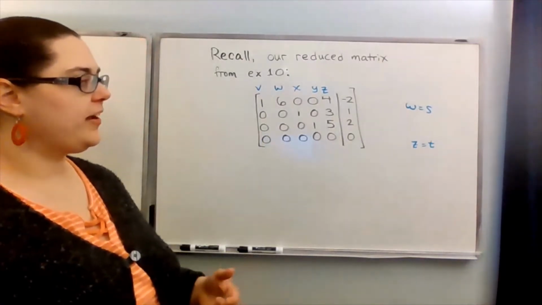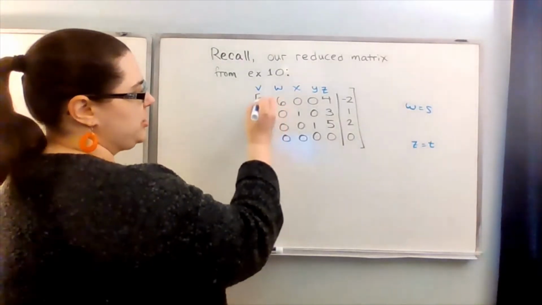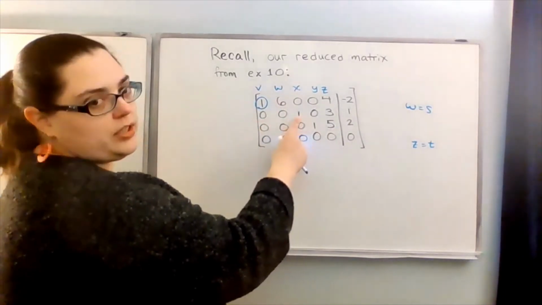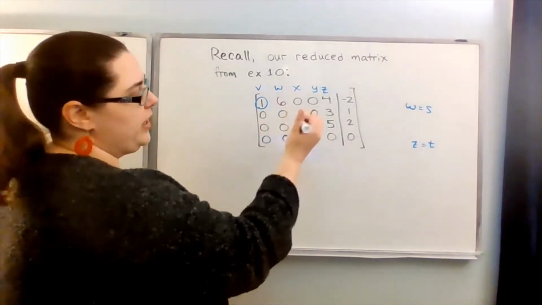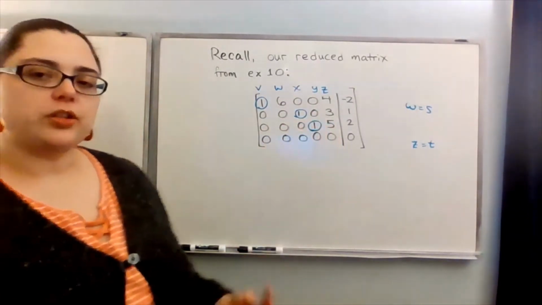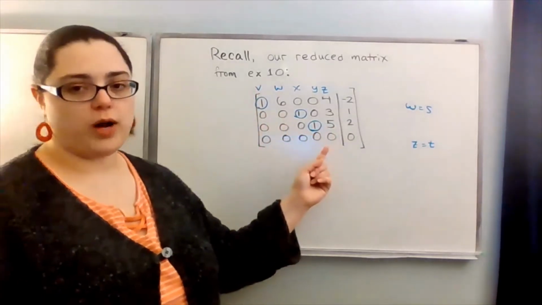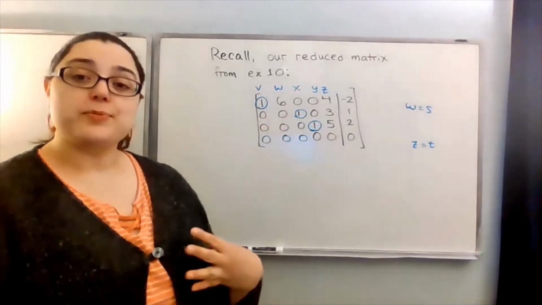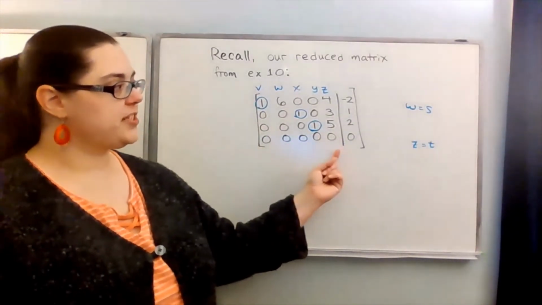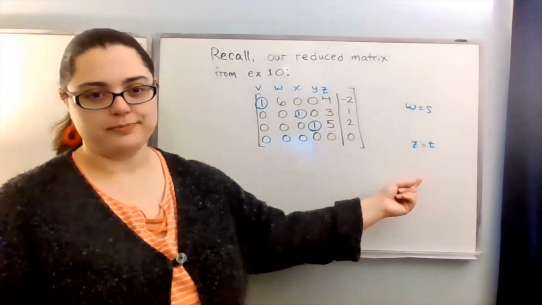So one thing to look at in this matrix is where our pivot positions are. So we have a pivot position here in row 1, column 1. Our second pivot position is in the second row for column X, and the third is over here. So it looks like we have pivot positions for V, X, and Y for those variables. And the columns where we didn't have any pivot positions were for W and for Z. See a connection over here?